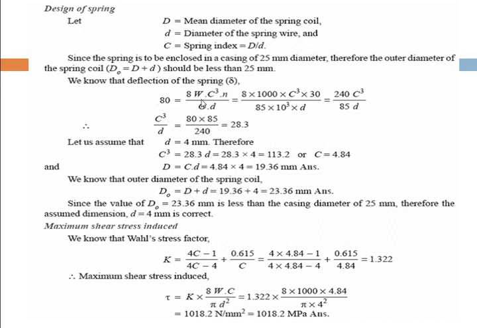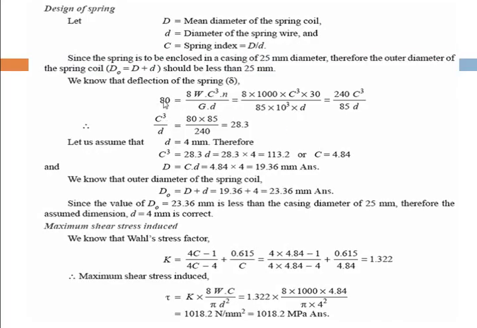W is already given as 1000, and then number of turns given 30, and G value given. Small d is the unknown value, and this is the shear stress value given, 80.